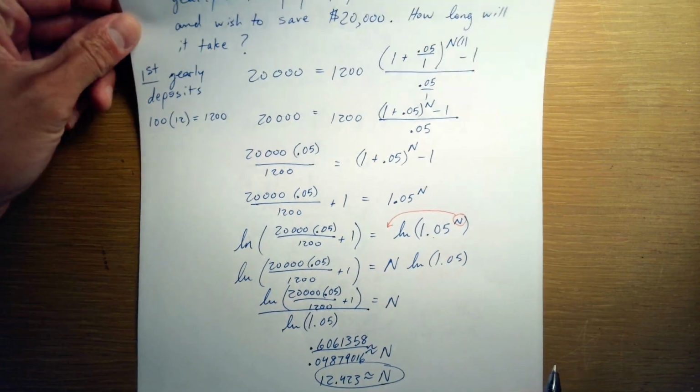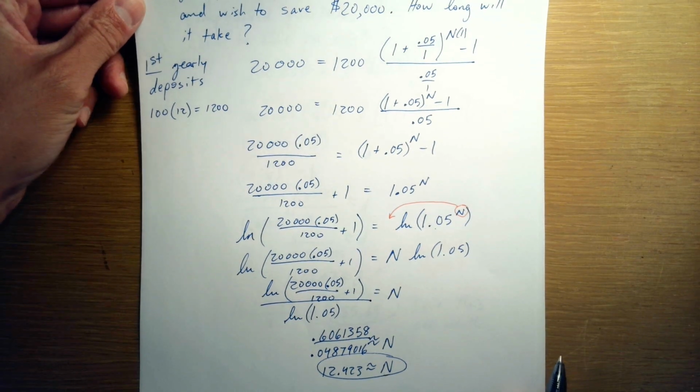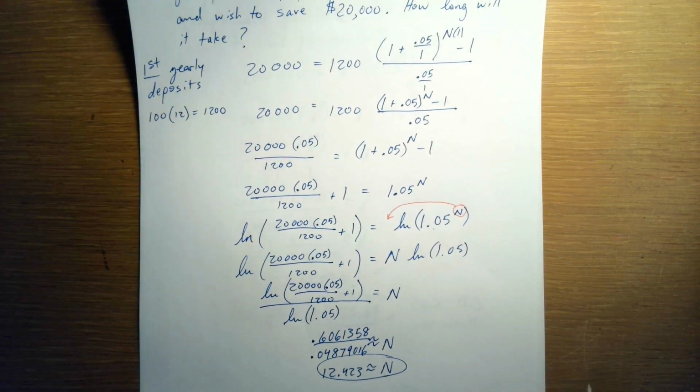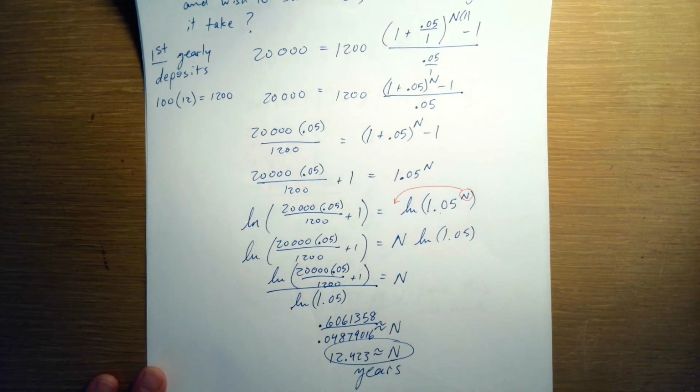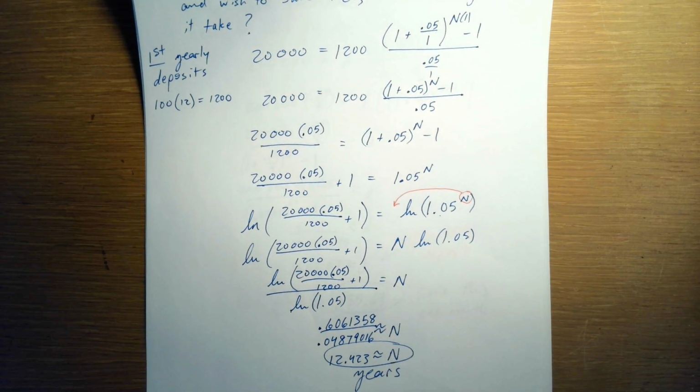That's our answer. So the original question was, if you save $100 a month in this 5% compounded yearly account, and you want to reach $20,000, it'll take you roughly 12.423 years. And that's the units for this. So that's about 12 and a half years.